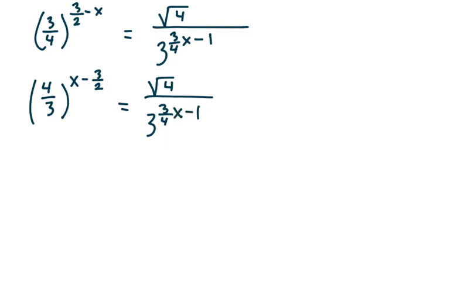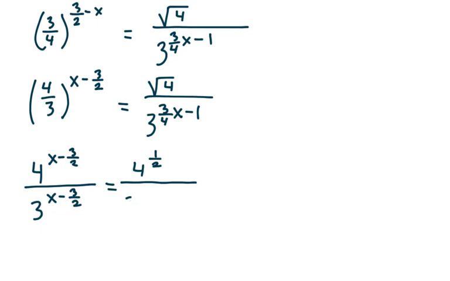So I'm going to do one last sneaky thing on you guys. So I'm going to take this and write it as 4 to the x minus 3/2 divided by 3 to the x minus 3/2 on the left side. On the right side, I get 4 to the half divided by 3 to the 3/4 x minus 1. Now, notice how the numerators have the same base, the denominators have the same base. So what I'm going to do is I'm going to set x minus 3/2 equal to 1/2. If I solve for x, I get x equal 2.